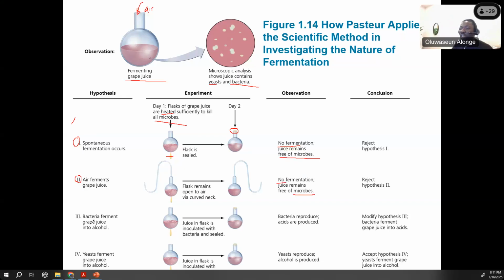Then the third hypothesis he made was that bacteria is what causes fermentation to happen and will cause the grape juice to become alcohol. He did that, and he also closed the flask. He heated it up and closed it. He realized that the bacteria reproduce.